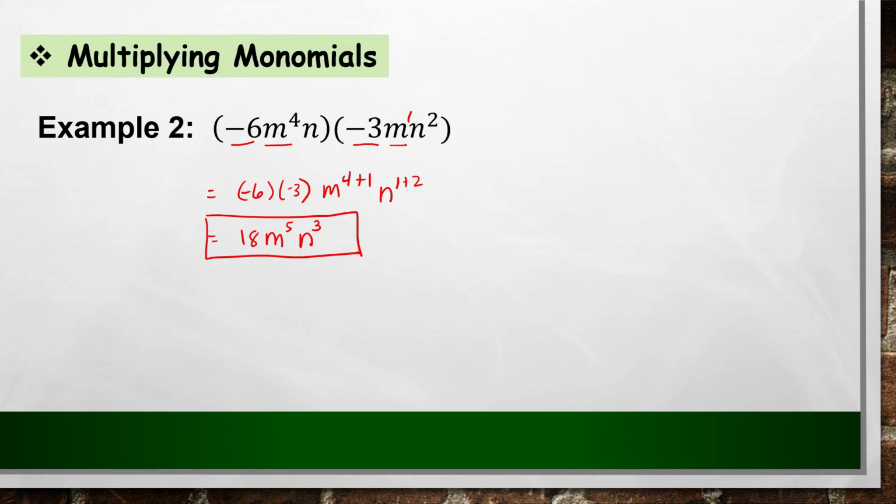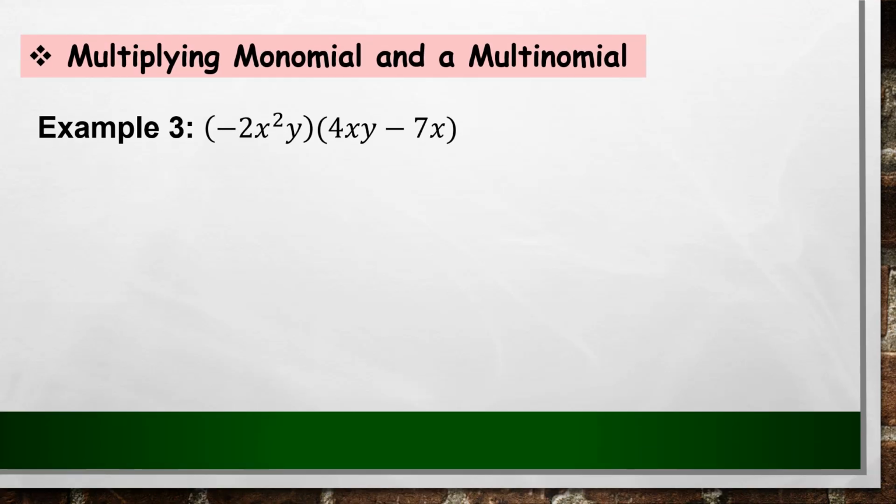Okay, so now let's go to example number 3. This is multiplying a monomial and a multinomial. To solve this one, we will use what we call the distributive property of equality. That means we'll multiply this monomial to the first term of the binomial, and after that we'll multiply this to the second term. So let's multiply the monomial to the first term first.